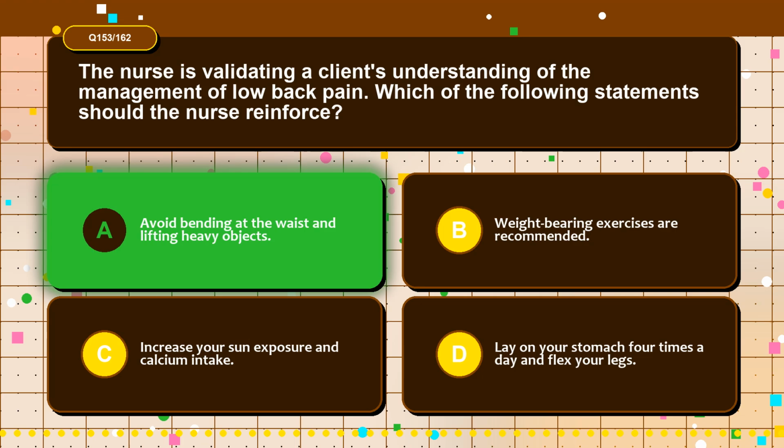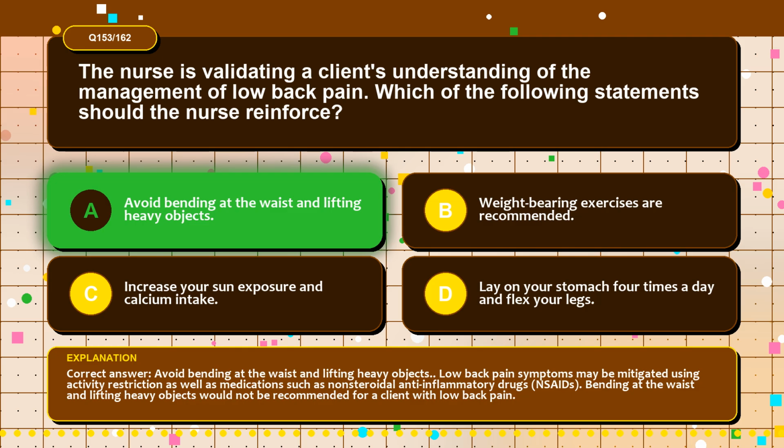The correct answer is option A. Avoid bending at the waist and lifting heavy objects. Correct answer. Avoid bending at the waist and lifting heavy objects. Low back pain symptoms may be mitigated using activity restriction as well as medications such as non-steroidal anti-inflammatory drugs, or NSAIDs. Bending at the waist and lifting heavy objects would not be recommended for a client with low back pain.